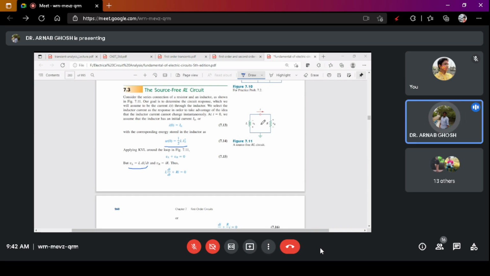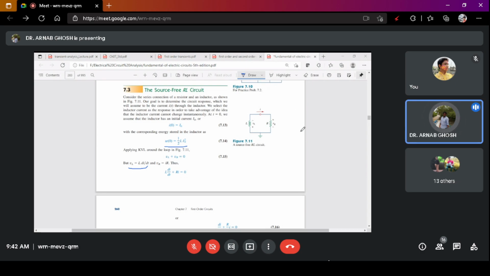Next, we are dealing with the voltages. As we are assuming that the current is constantly changing across the inductor with respect to time, therefore we will work here with the voltage. So we are applying KVL for this loop.